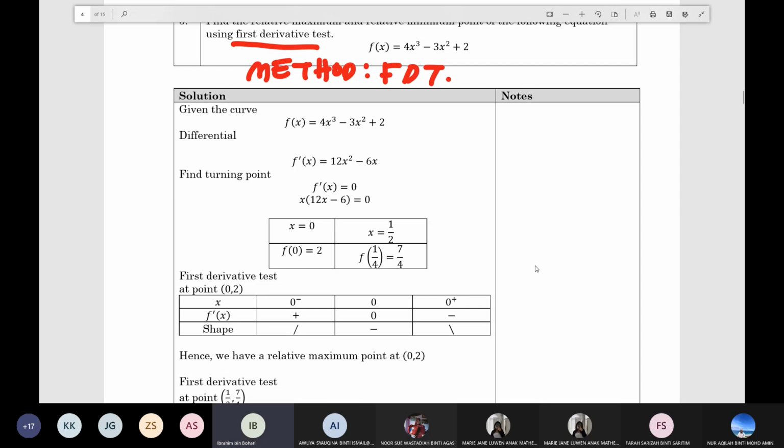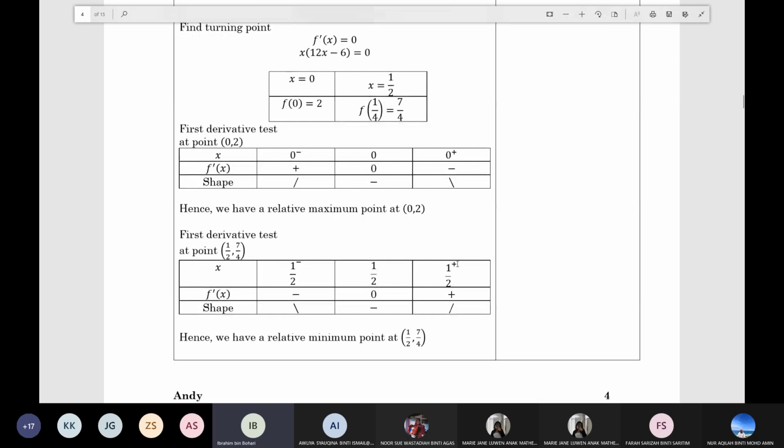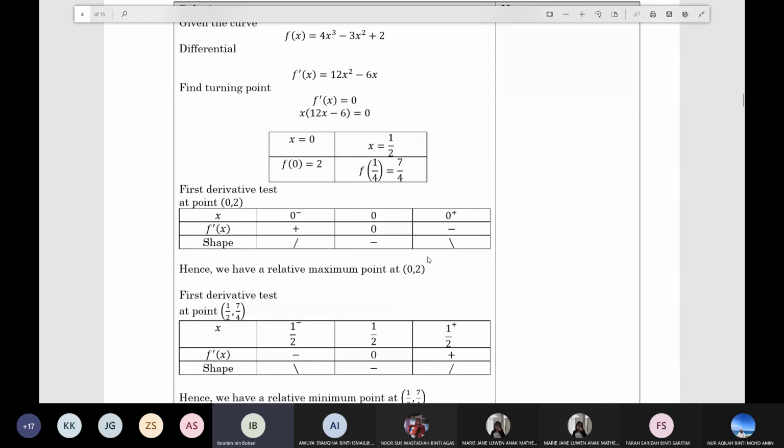The function f(x) equals 4x cubed minus 3x squared plus 2. First, you find the first derivative of the cubic function: 12x squared minus 6x. Then you let the first derivative equal 0 and find the value of x. x equals 0 and x equals 1 over 2. The first point, x here is 0 and y equals, check the answer.